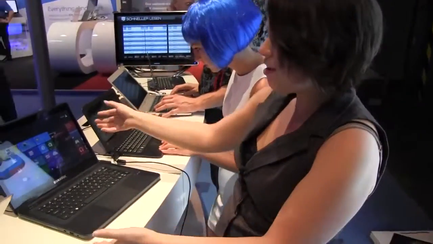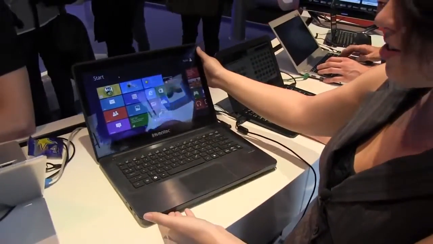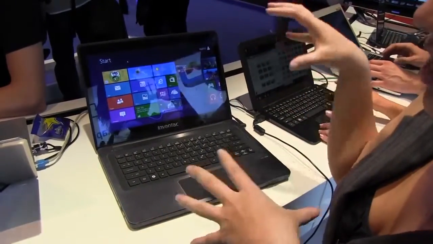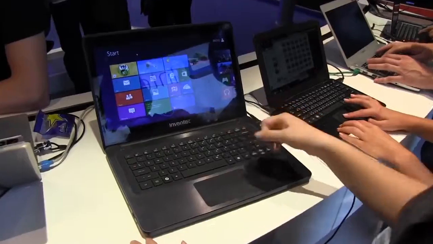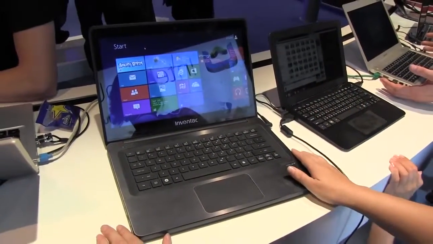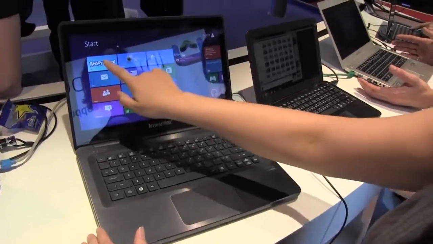And we've come across a really interesting Inventec Ultrabook. So this is from an OEM ODM out of Taiwan. These guys are responsible for manufacturing devices, so this will be rebranded when it comes out onto the market. This is a 14-inch unit, and it is touch.